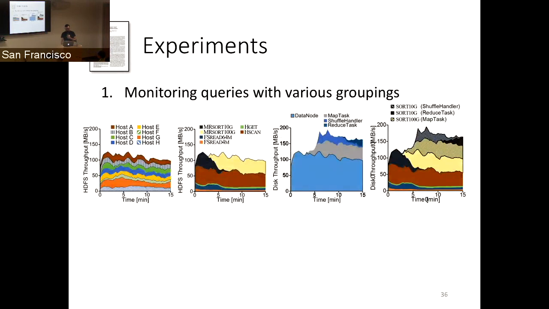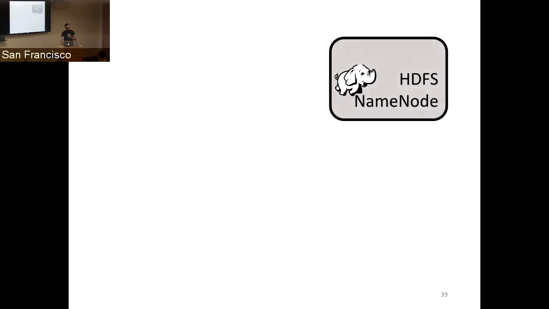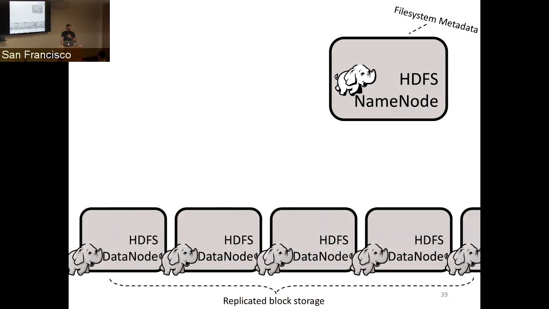This is basically what we saw earlier, and I do want to show one thing that was pretty awesome. Jonathan found a pretty serious bug in HDFS through this work, and he thought it was a bug with Pivot Tracing, but he was getting really weird performance from the replicated block storage.